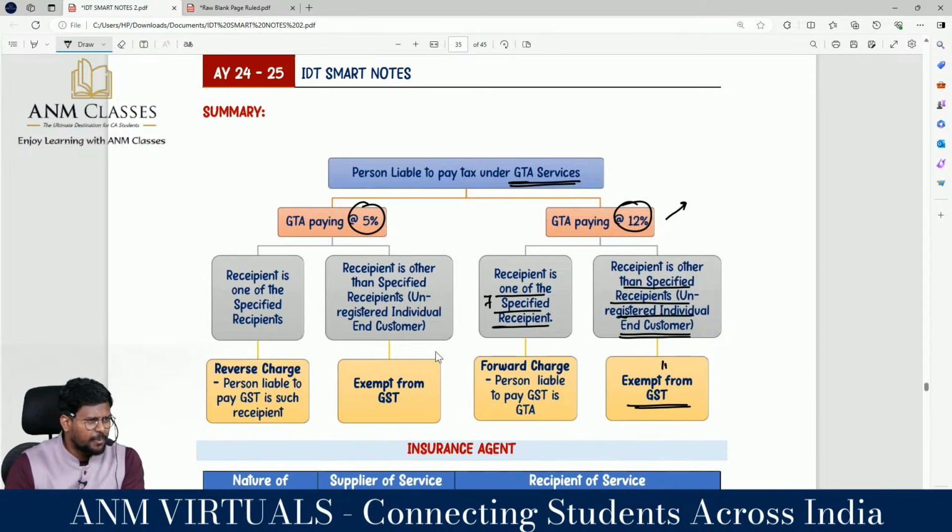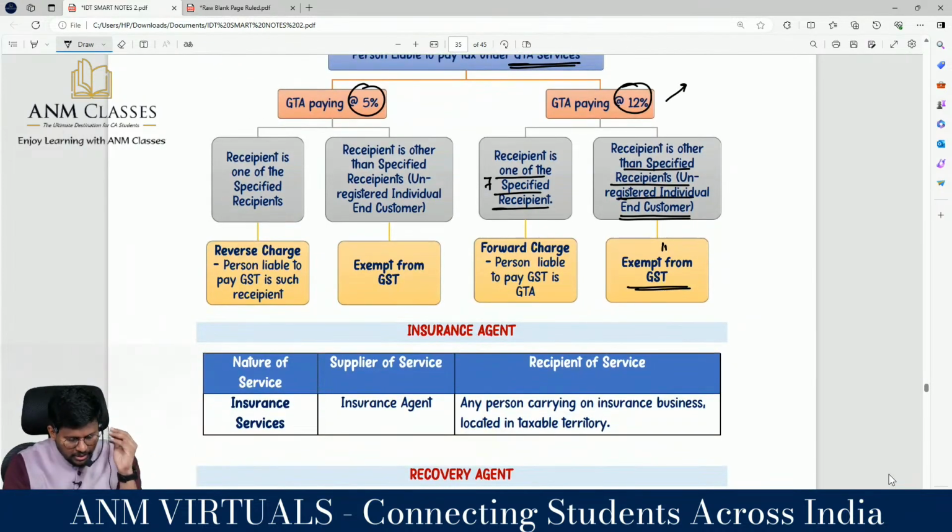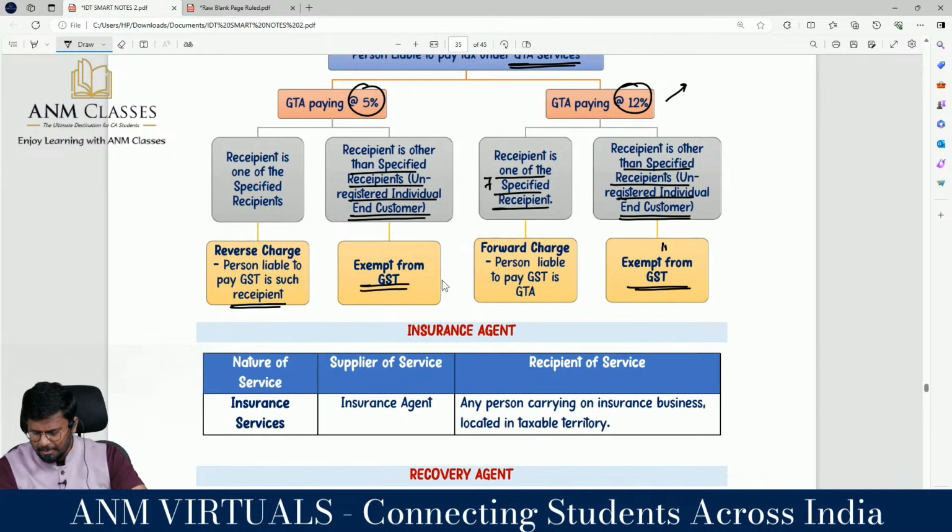Now GTA is paying tax at what percentage? That means the GTA has not adopted forward charge. What will be applicable? If the recipient is one of the specified recipients, reverse charge applies, and the person liable to pay GST is such recipient. Then if the recipient is other than the specified recipient, that is an unregistered individual end user customer, yes sir, it is exempt from GST. This is the summary of GTA.